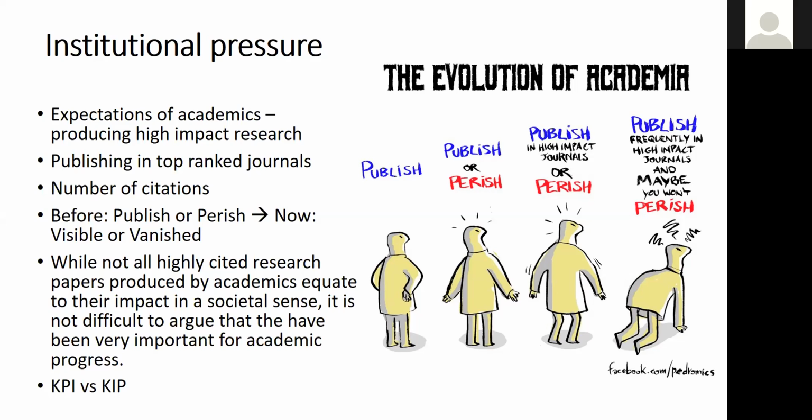If you see the last point here, the KPI versus KIP. KPI here is key performance index, meaning talking about numbers, citations, high impact. KIP is the key intangible. What is the intangible impact of your work? So that has become as important.